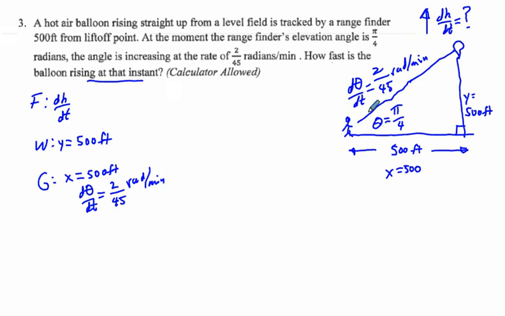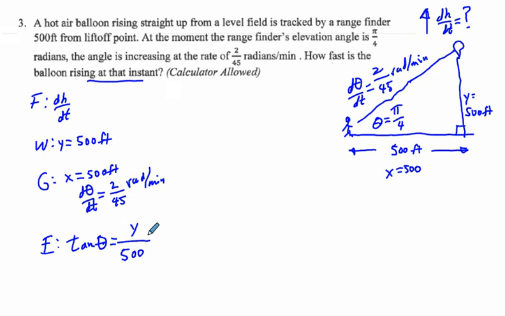And what is our equation going to be? Well, our equation is going to be the tangent of our angle theta is equal to our opposite side, which is y, over our adjacent side, which is 500. Now we know that our opposite side at this time is going to be 500 as well. We're going to need to have a variable on both sides of this equation in order to obtain a related rates equation.